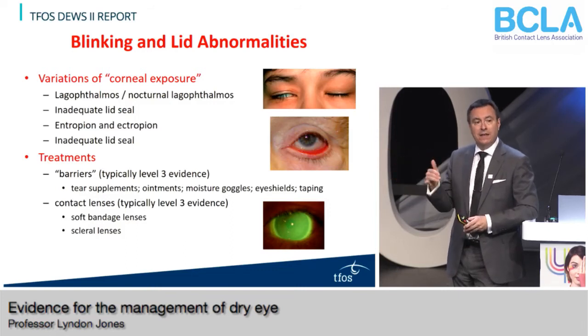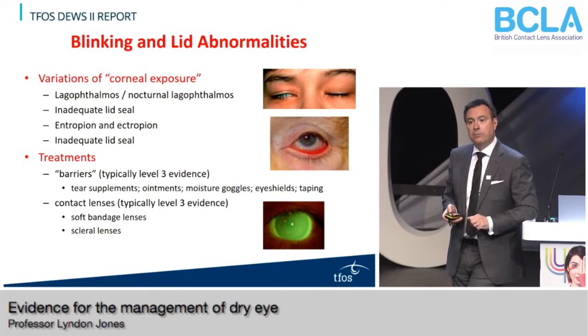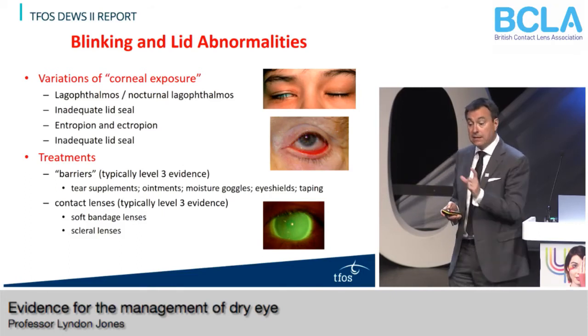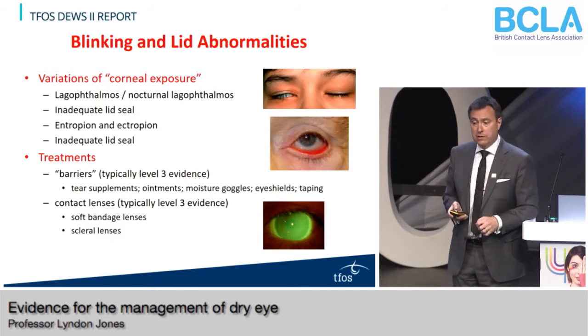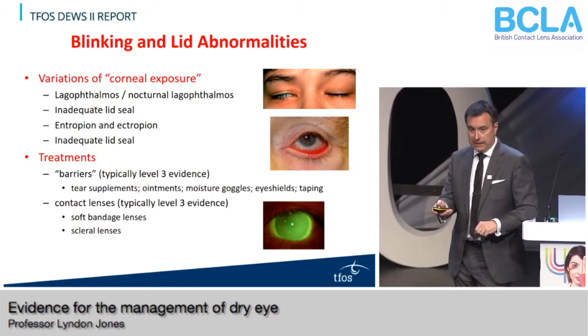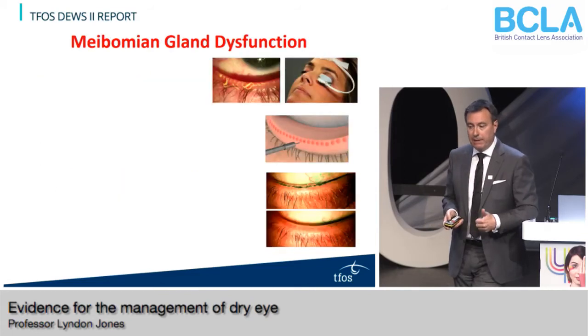But again, at this moment in time, when you look at the evidence, it's only level 3 evidence, so relatively poor levels of evidence, and we certainly can do better in terms of conducting clinical studies on these managements for blinking and lid abnormalities. We then moved on to looking at things like Meibomian gland dysfunction.